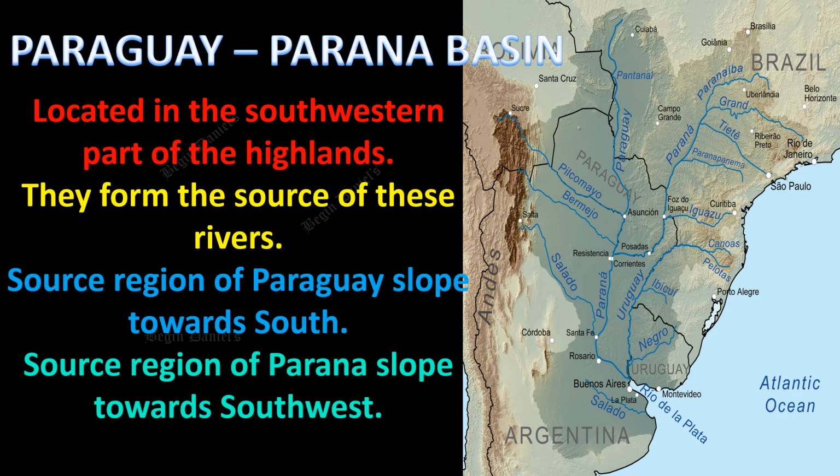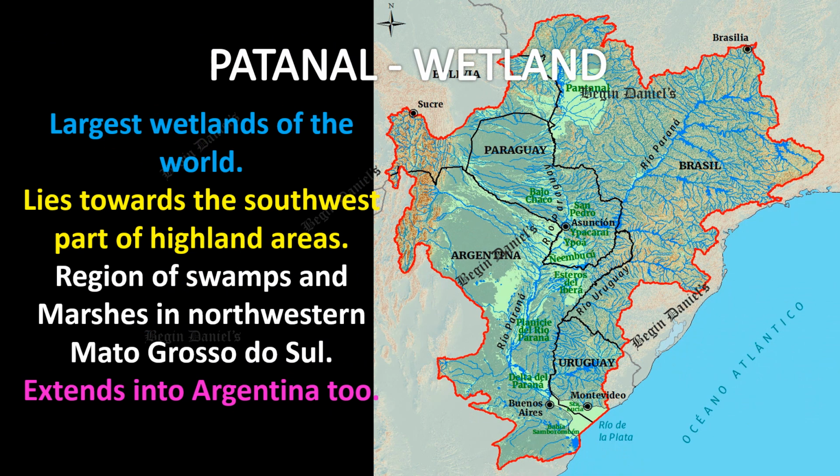The Paraguay and Paraná basin is located in the southwestern part of the highlands. They form the source of these rivers. The source region of the Paraguay slopes towards the south, and the source region of the Paraná slopes towards the southwest. The Pantanal wetland, the largest wetland in the world, lies towards the southwest part of the highland areas, a region of swamps and marshes in northwestern Mato Grosso do Sul, extending into Argentina too.